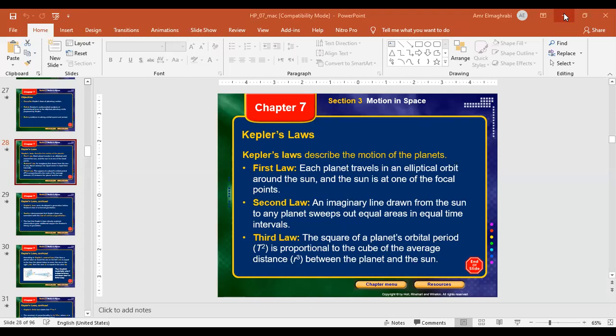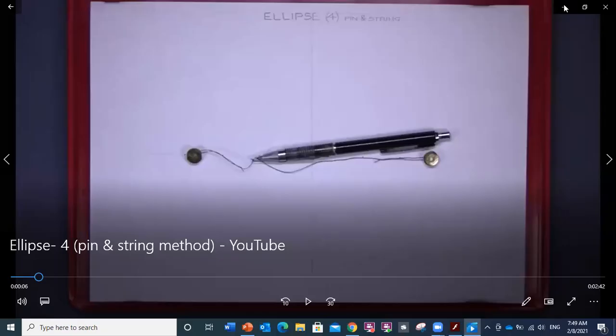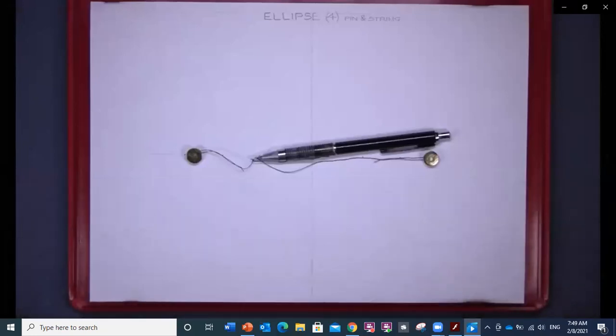Okay, the following video is just to show you how to draw an elliptical shape, and from the drawing you will know that an elliptical shape must be drawn with 2 centers.